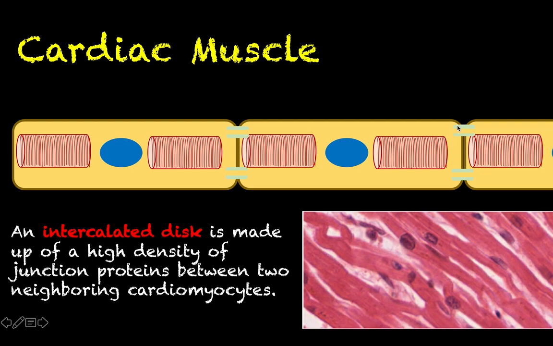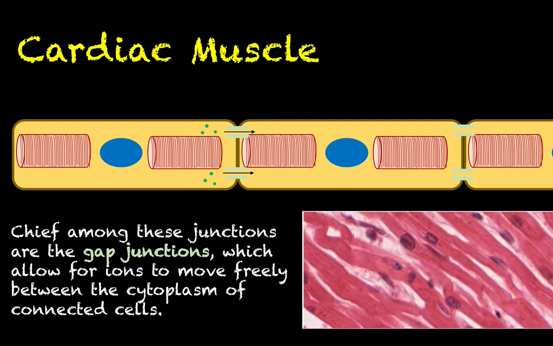The most important junction protein that you will find in an intercalated disc is called a gap junction. A gap junction is basically a little tunnel that connects the cytoplasm of two neighboring cells and allows for small materials, which mostly includes ions, to move freely from the cytoplasm of one cell to the cytoplasm of the next cell.